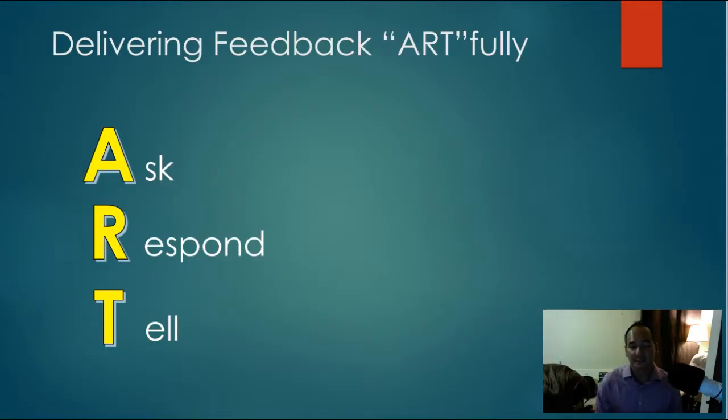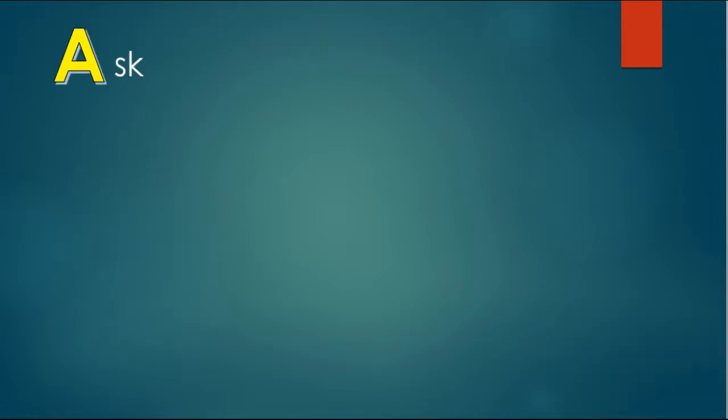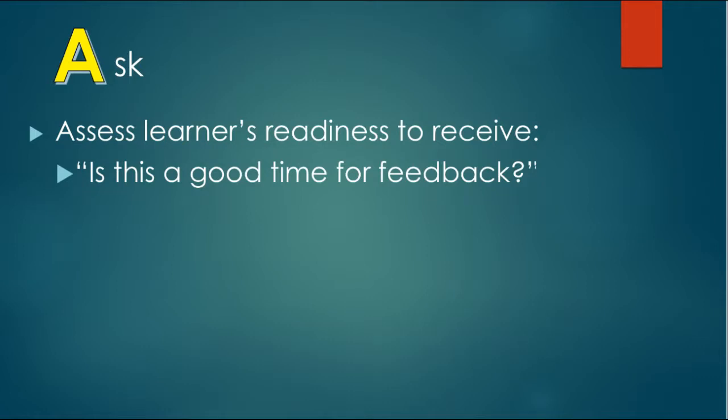When it comes to actually giving feedback, consider using the ARTful method: Ask, Respond, and Tell. Firstly, you want to ask permission to give feedback, positive or negative. It's always important to make sure you assess your learner's readiness to receive it by using phrasing like, is this a good time for feedback? Now you may have already introduced that you were going to give feedback at the beginning of a session or the beginning of the time working with your student, but you still always want to make sure that you ask that question right in the moment. It's also important to name what you're doing. I'm going to give you feedback now. Otherwise, your learner may not even recognize that what they're receiving is feedback.